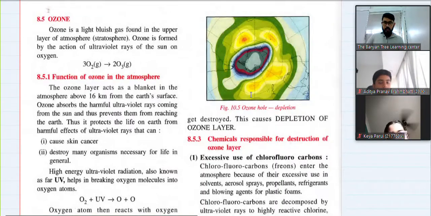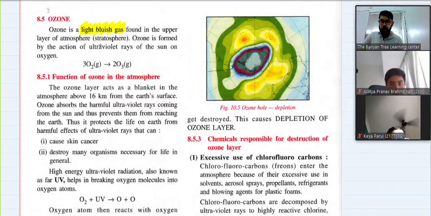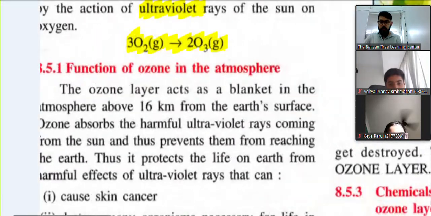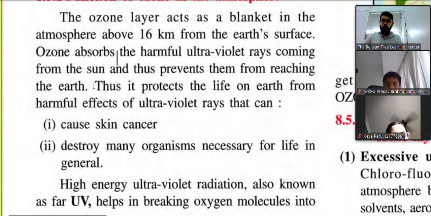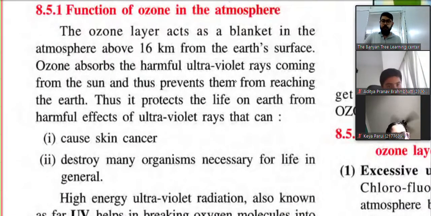Okay, so this is the final part of the chemistry chapter on atmospheric pollution, and this is about ozone. Ozone is a light bluish gas found in the upper layer of the atmosphere, which is the stratosphere. It is formed by the action of ultraviolet rays of the sun on oxygen. So what is the function of ozone?